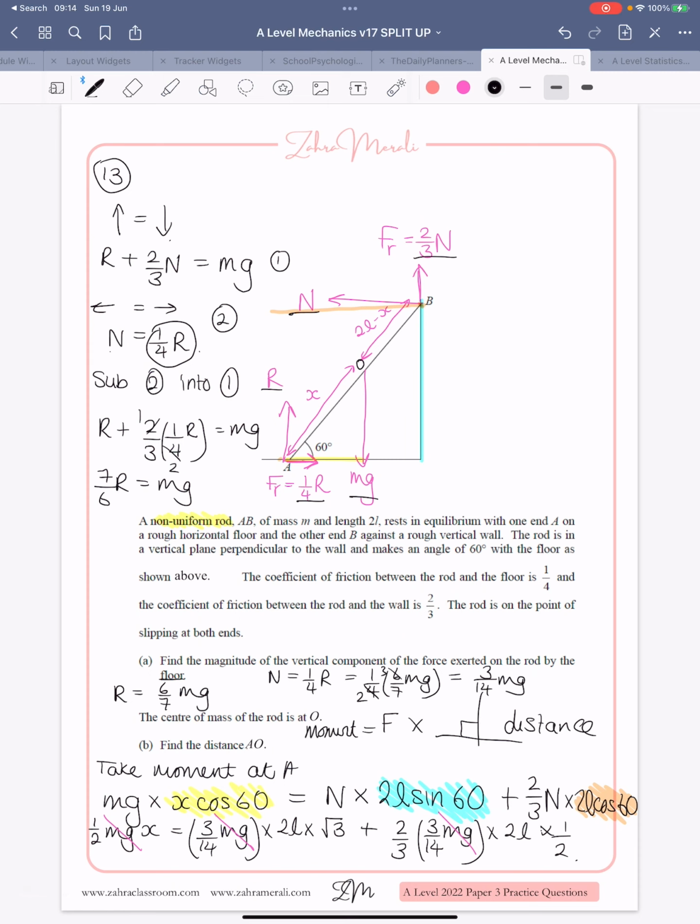Now, they didn't necessarily ask for an exact distance, but it's going to be in terms of L. If I leave it exact, I'm going to be okay. If they had said exact and you didn't, you'd have lost 1 mark. So that's your ladders question. Up equals down, left equals right. Take moments from A. Always the case, no matter what ladder you do.